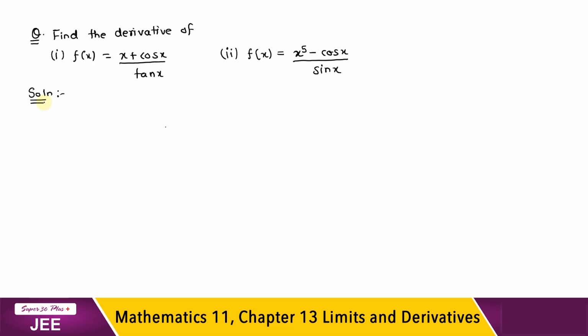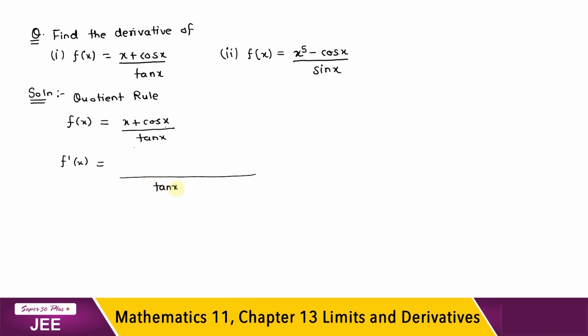One can easily observe that over here we have a quotient of two functions, x plus cos x and tan x. So definitely we are going to use the quotient rule in order to determine the derivative of f of x. Alright students, so we have been given f of x as x plus cos x divided by tan x. So f dash x is equal to, in the quotient rule we take the square of the denominator.